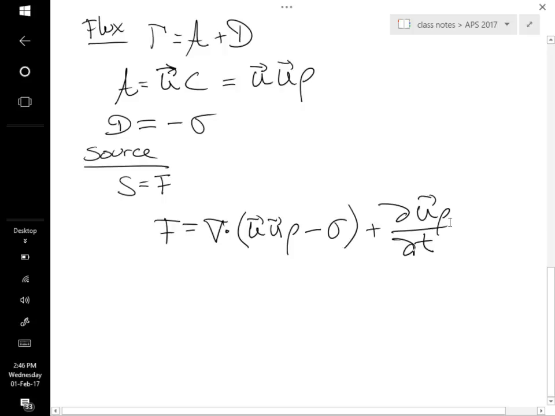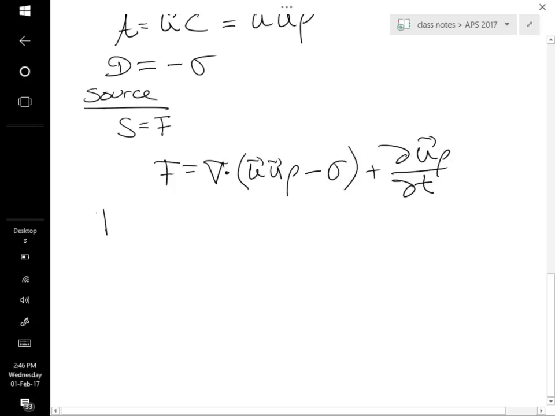Now, one thing that's often done is to simplify this, and the way we can do that is by recognizing this term here. Let's do a little bit of algebra here. So we write this as F, and then this divergence term I can distribute out like this.